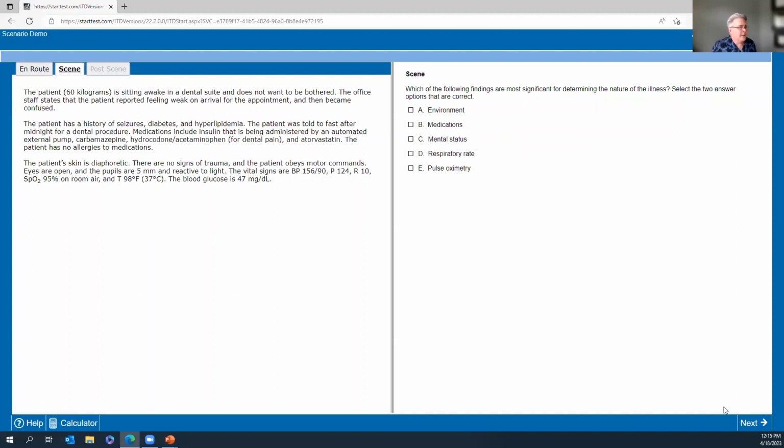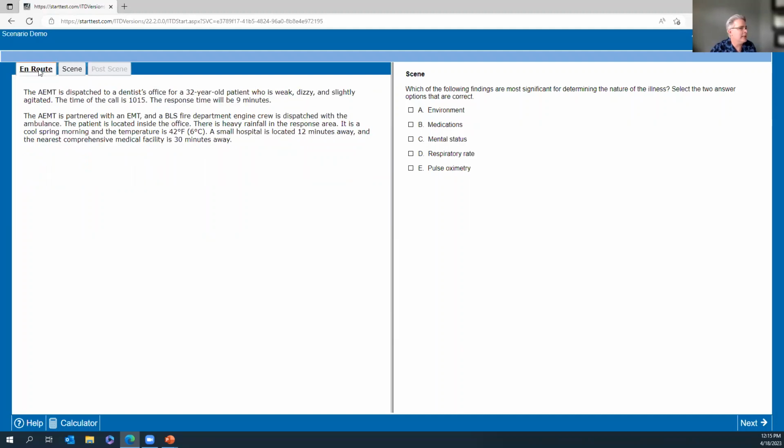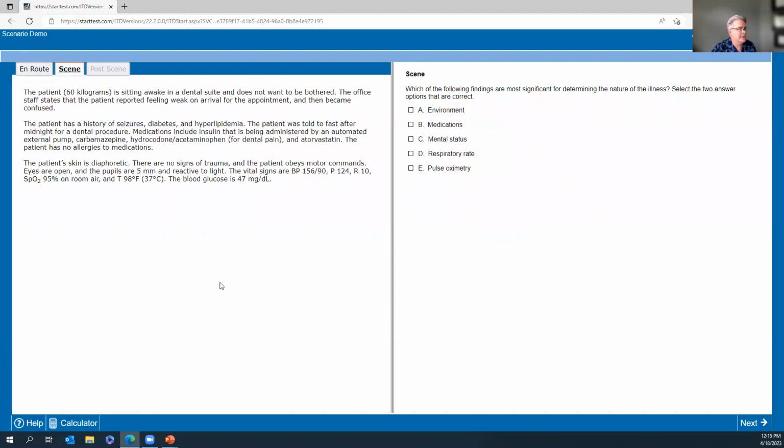Okay, and so there are 3 items there for the en route. Note that the test now has moved on. On the left, we have the tab as seen lit up and highlighted. And there's new information. The question on the right is seen. I can go back en route and look at that en route phase if I want to, if I have information I need to see. But we're going to go to the scene and answer the questions here.